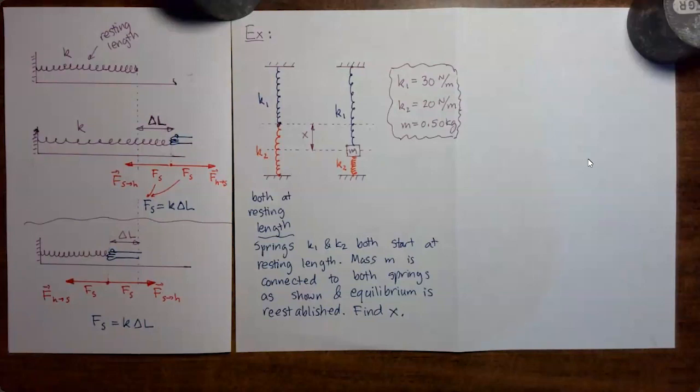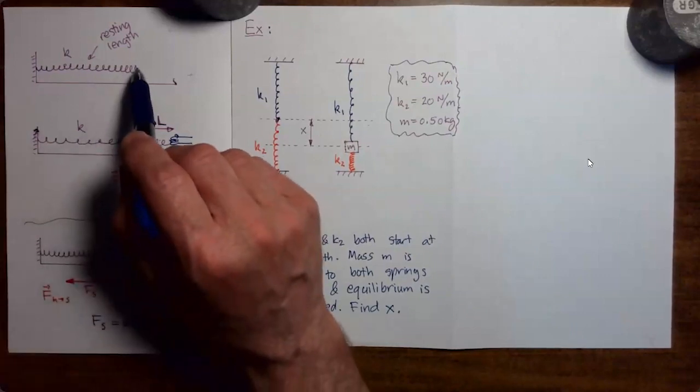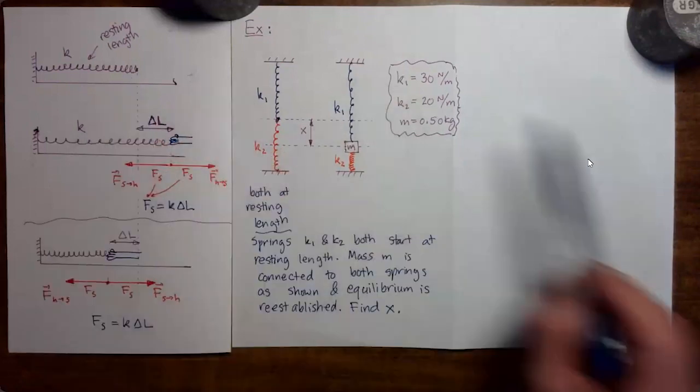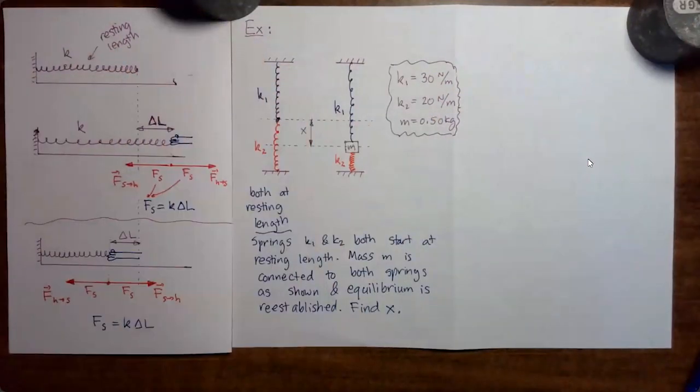In the previous video, I introduced you to Hooke's law, which is the basic physical principle which describes the forces exerted by a spring, which is either compressed or stretched. So I'm going to do a quick recap of Hooke's law, and then we're going to go into an example problem. To start, let's just say we have a spring here, and the spring is at its resting length.